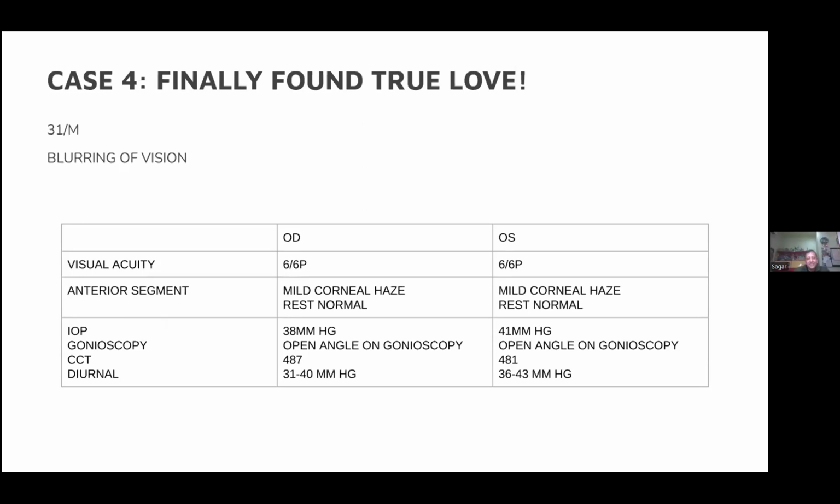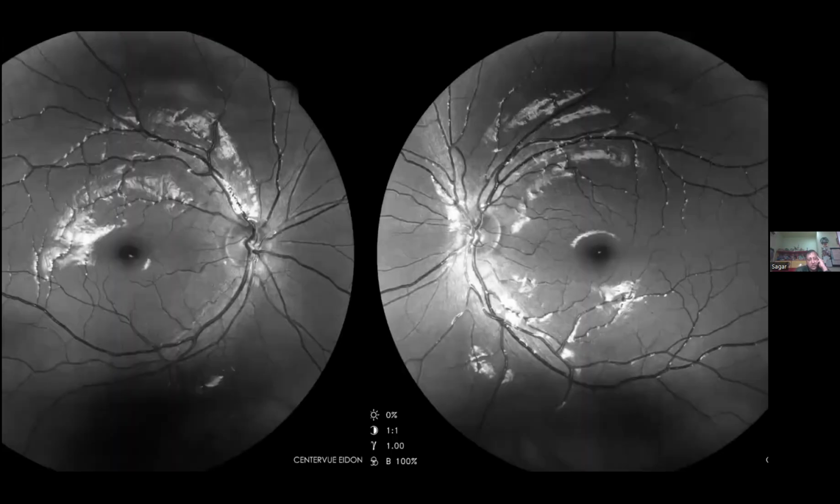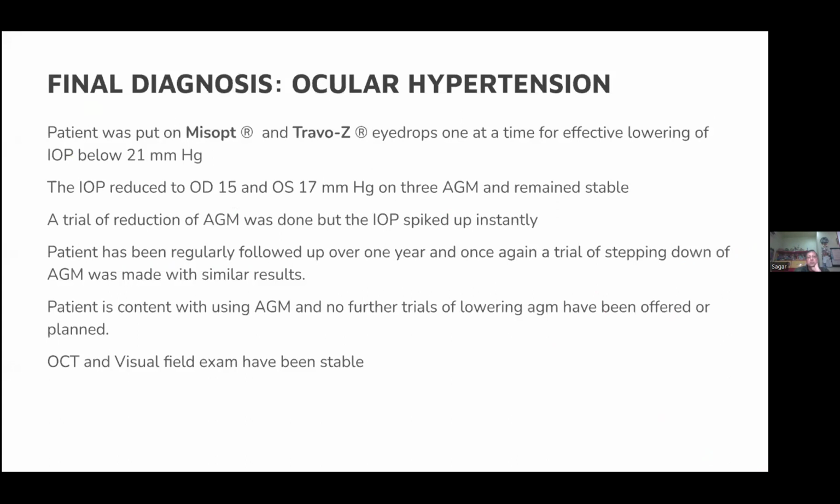So this is again a young chap. High pressures, open angle on gonioscopy, CCT on the slightly lower side. On diurnals, the pressure didn't go below 30 millimeters of mercury, and the fundus looks all right, and the red-free images look all right. There are some changes on OCT, and visual fields are all right after the initial learning curve. So, diagnosis: I put him on three drugs.